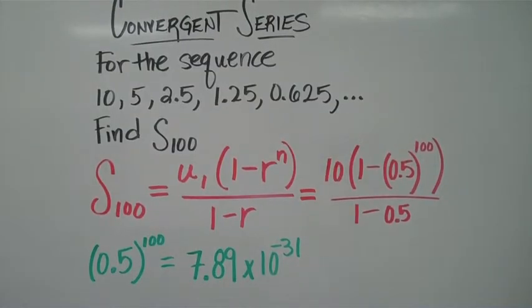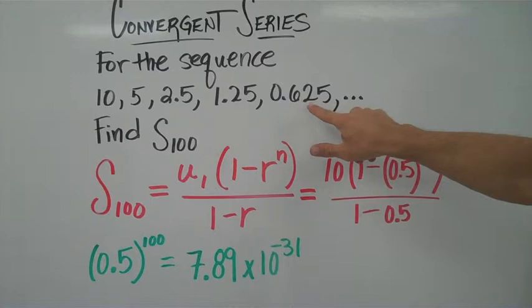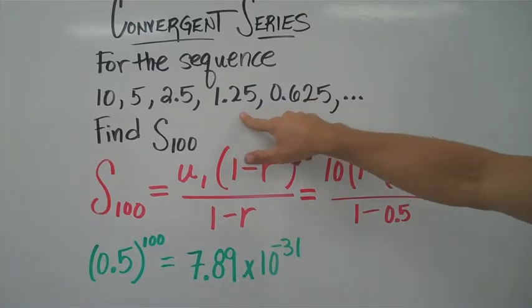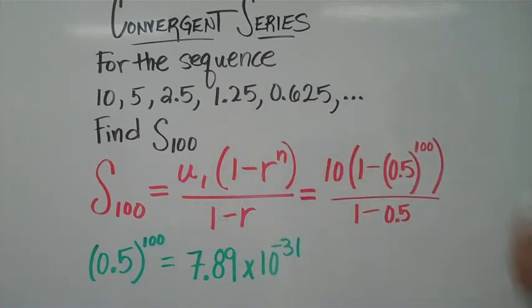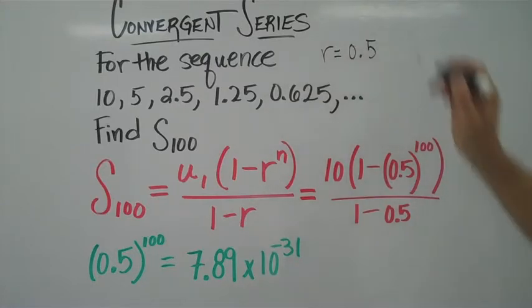For example, for the sequence 10, 5, 2.5, 1.25, 0.625, find the sum of the first 100 terms. Well, 5 divided by 10 is 0.5. 2.5 divided by 5 is 0.5. 1.25 divided by 2.5 is 0.5. 0.625 divided by 1.25 is 0.5. So we know that our common ratio is 0.5, which is between -1 and 1.